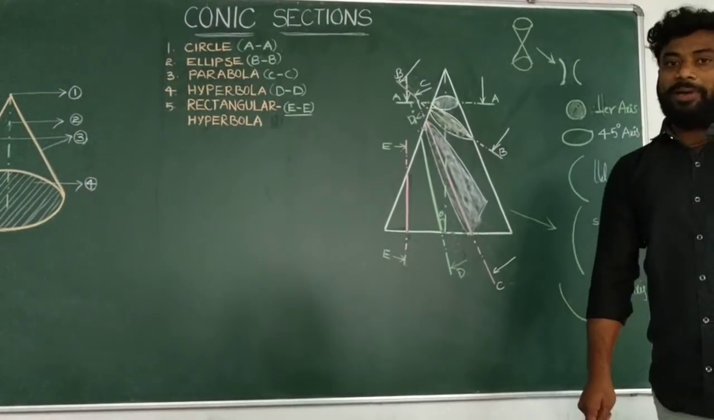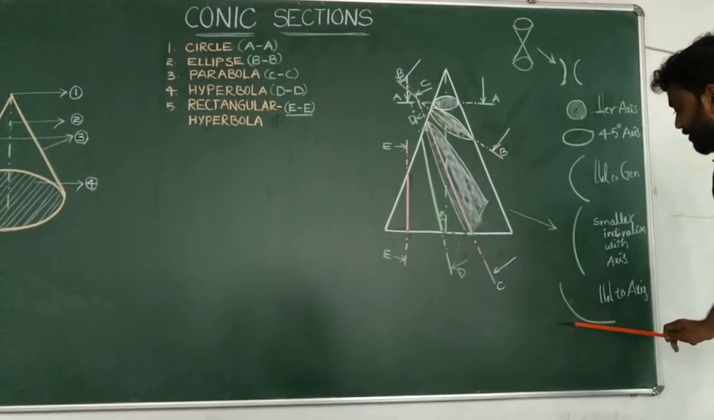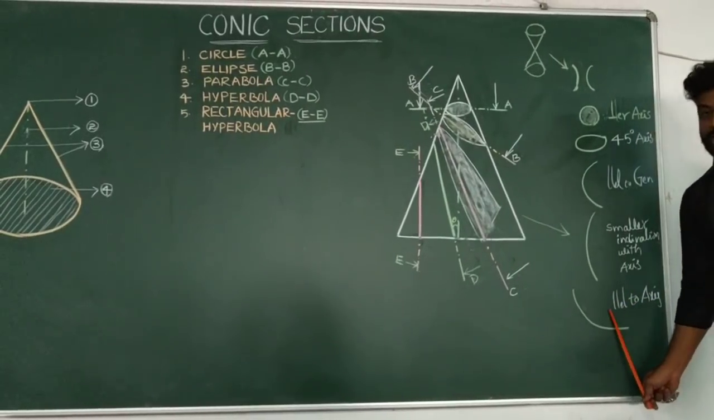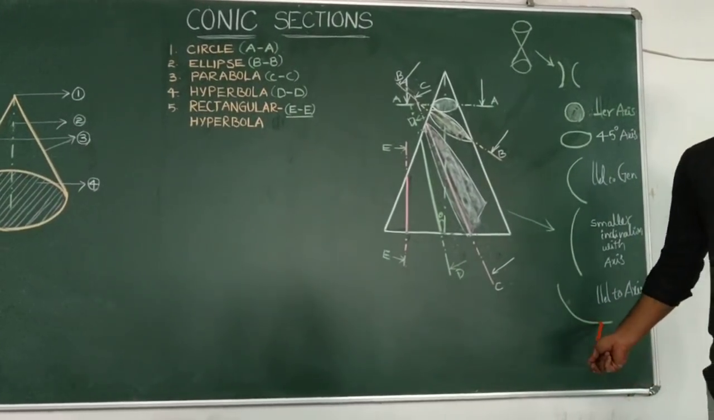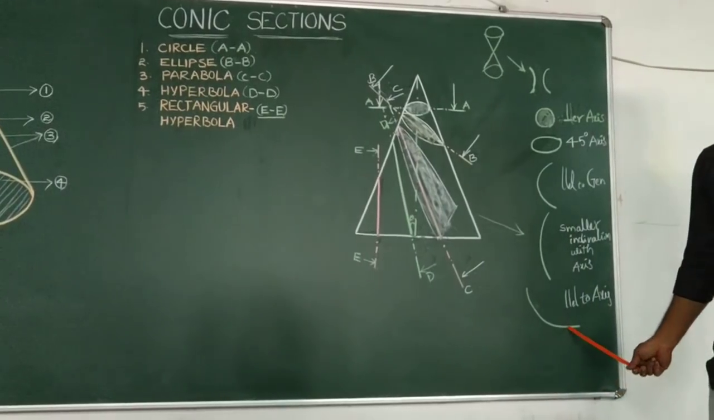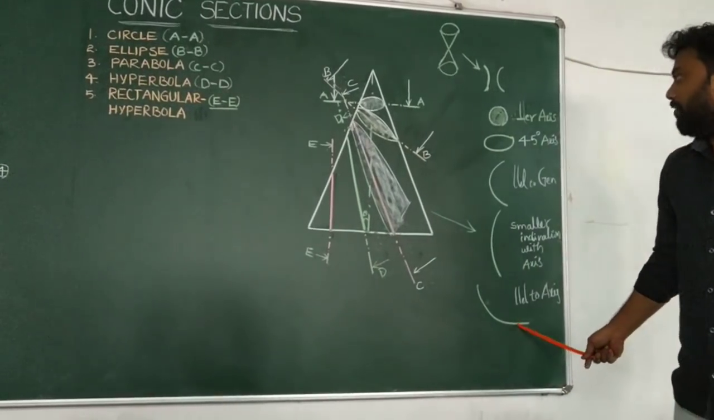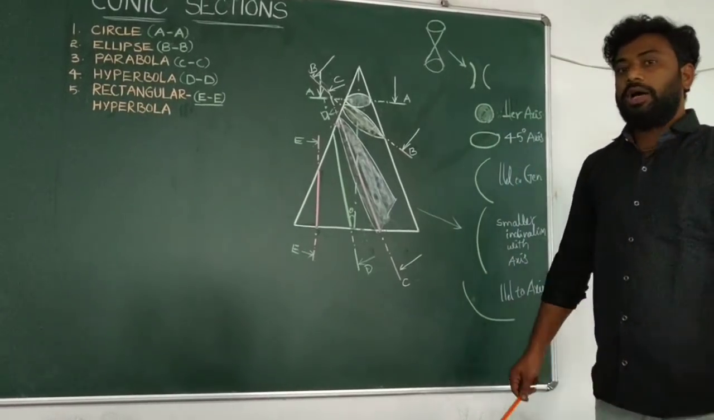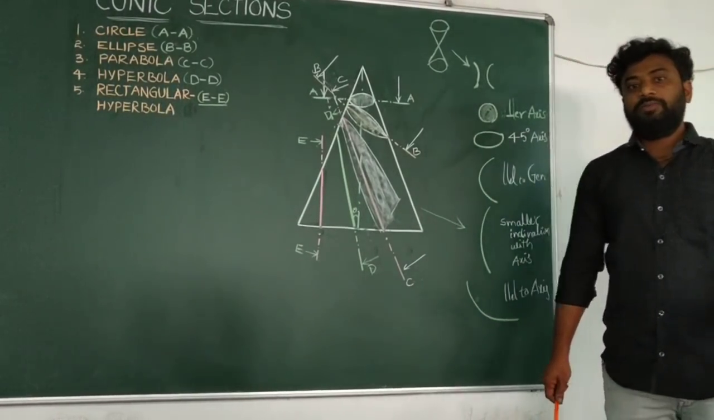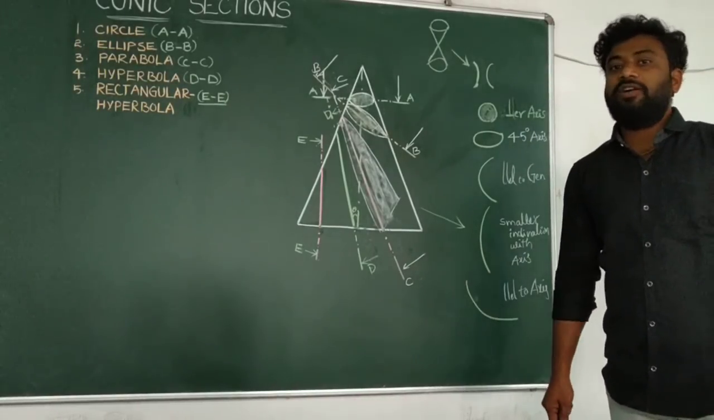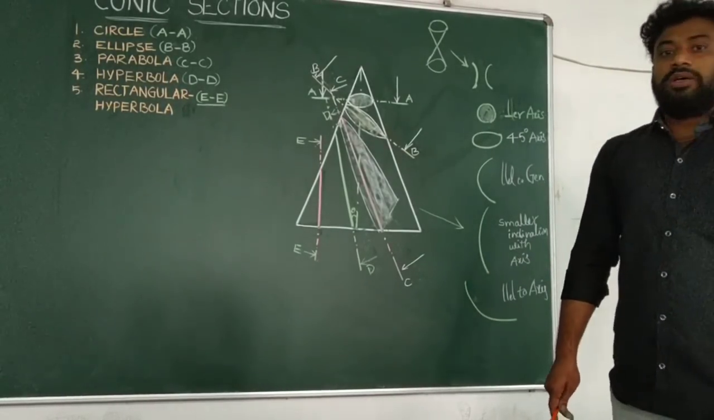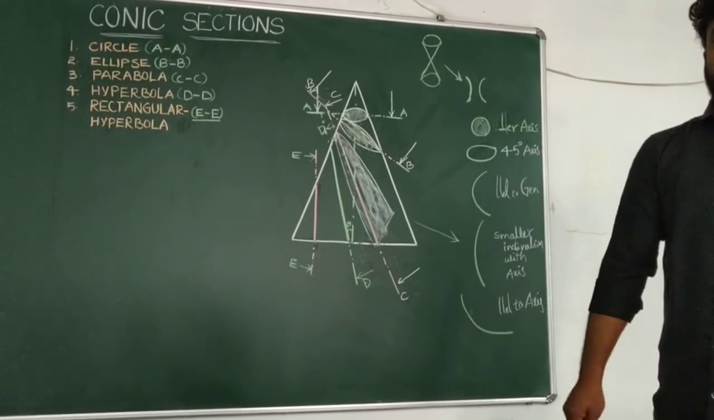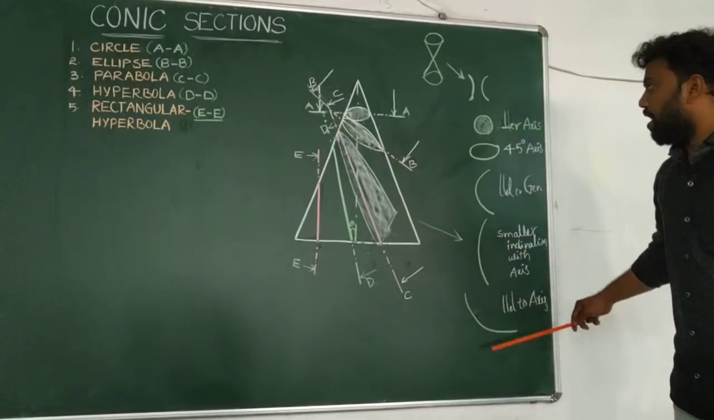So coming to the applications, as I said, we can go from bottom to top. The rectangular hyperbola we can use for representing the Boyle's law expansion curve. And the ellipse, parabola and hyperbola are used in construction, such as the construction of bridges, dams, suspension bridges, elliptical gates, etc.